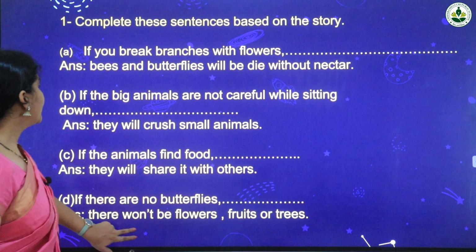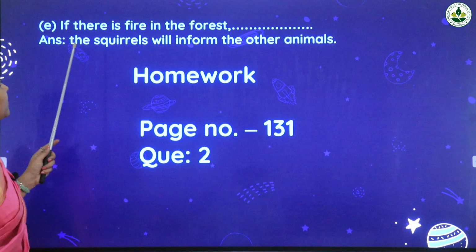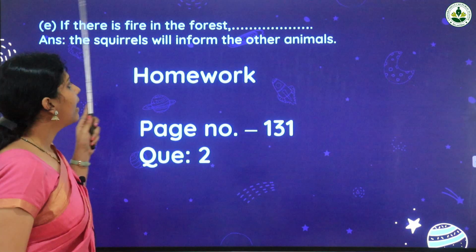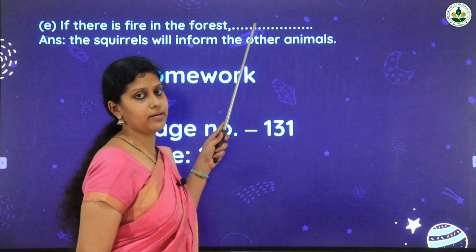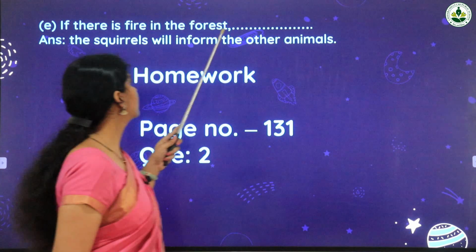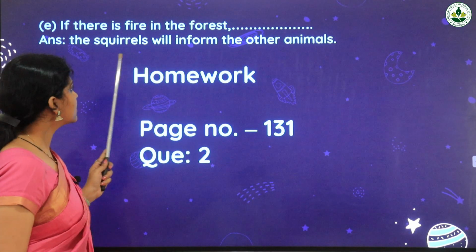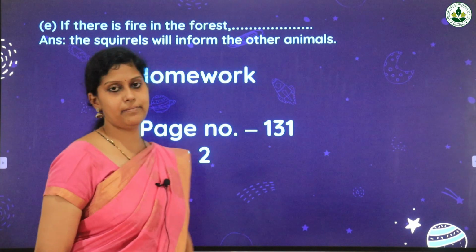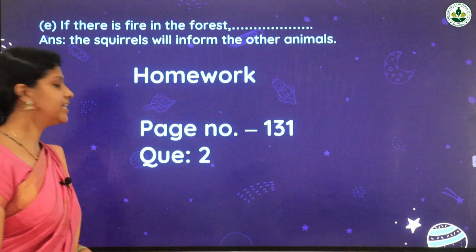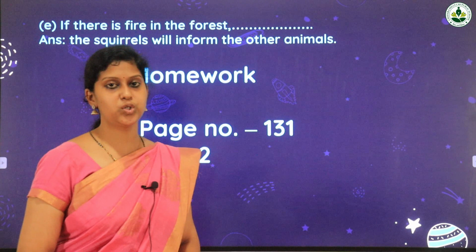Okay, next one, if there is fire in the forest, this is an if clause and you are asked to find the main clause. A comma is used here to separate these clauses. The squirrels will inform the other animals. And this is your homework, page number 131, question number 2.